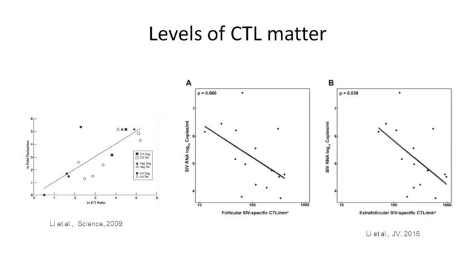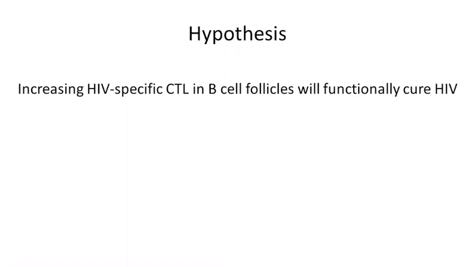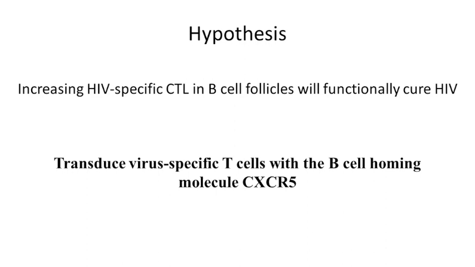So numbers matter. And these studies led us to hypothesize that perhaps increasing levels of virus-specific CD8 T cells inside follicles may functionally cure HIV. And to begin to test this hypothesis, we are transducing virus-specific CD8 T cells with the B cell homing molecule CXCR5.